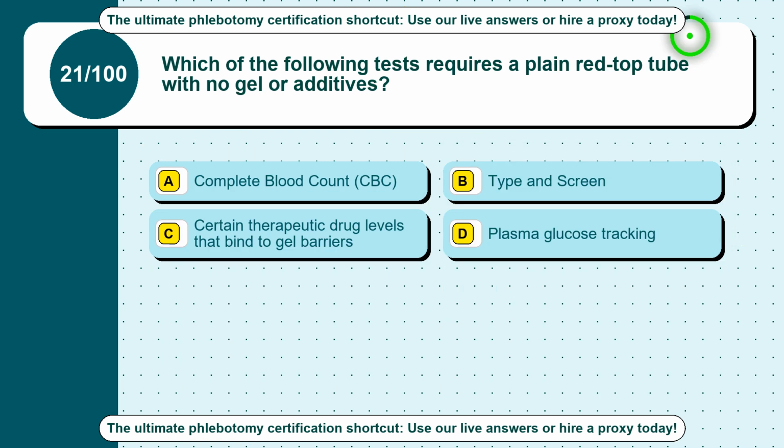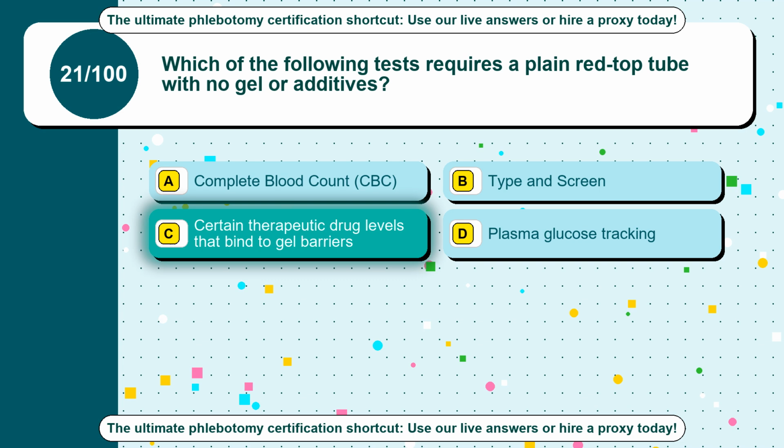Question 21. Which of the following tests requires a plain red top tube with no gel or additives? Option A. Complete blood count, CBC. Option B. Type and screen. Option C. Certain therapeutic drug levels that bind to gel barriers. Option D. Plasma glucose tracking. The correct answer is option C.